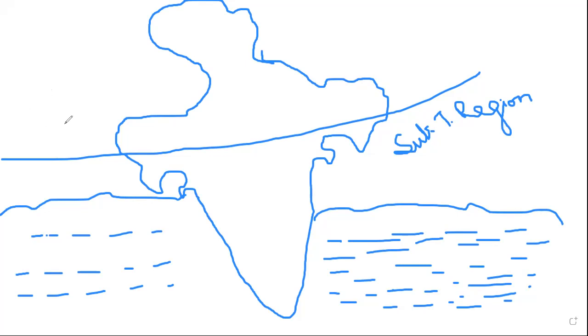So the area of this region that you can see, okay, all of this faces summer season. Correct? This is the Arabian Sea, this is the Bay of Bengal, and beneath lies the Indian Ocean. Correct?